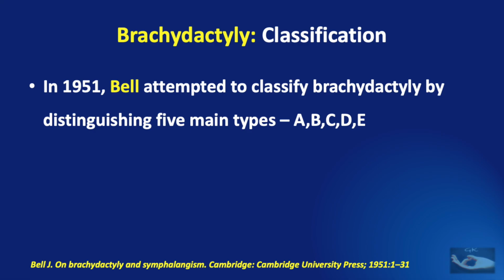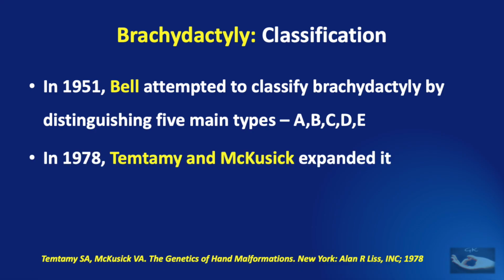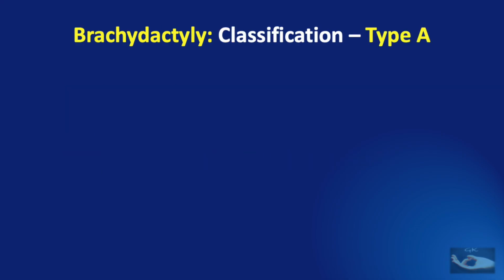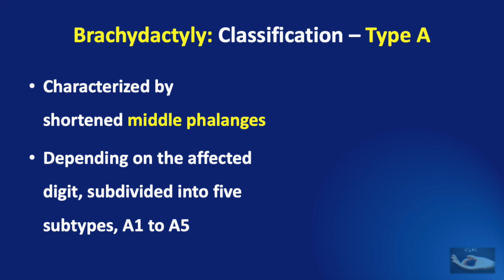In 1951, Bell attempted to classify brachydactyly by distinguishing 5 main types A through E, and in 1978 Temtamy and McKusick expanded this classification. Let us see these different types and what they stand for. Type A is characterized by shortened middle phalanges alone. Depending on the affected digit, it could be subdivided into 5 subtypes A1 to A5.